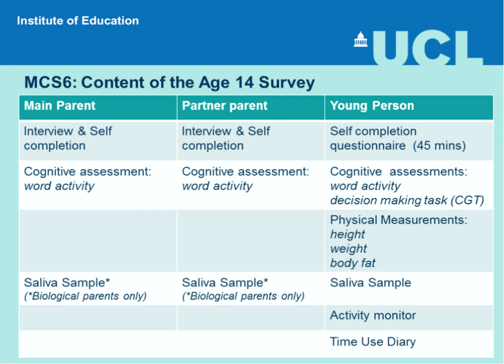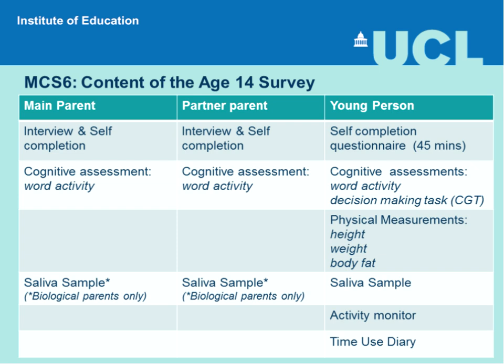So turning now to the age 14 survey, which is the survey that's in the field at the moment. It's the most ambitious survey that we've put together to date, and it is very complex, the most complex survey as well. So once again, we're conducting interviews and self-completion with the parents, a main parent and the partner parent. And once again, no young person is getting a questionnaire, but it is even longer this time.